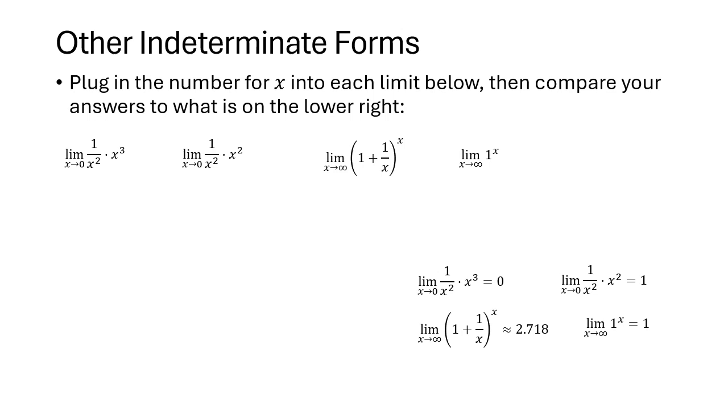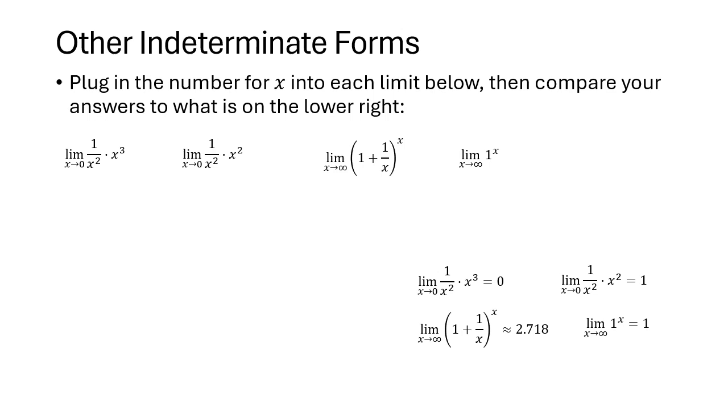There are other forms other than 0 over 0 or infinity over infinity that are indeterminate, meaning that we cannot leave limits in these forms. It is suggested that on your own, you plug in the numbers into the limits given to see what they equal without actually looking up the limits, and then compare your answers to what is on the lower right.